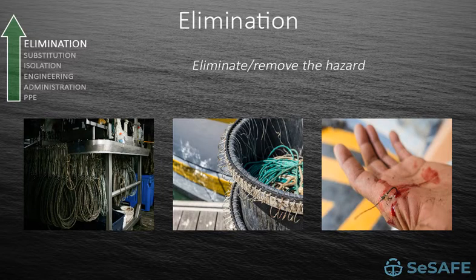As the name implies, elimination removes the hazard or risk so it can no longer harm you. This outcome can also be achieved if you do not have to do the task at all. An example of this would be use of an automatic baiting machine to eliminate the risk of hand injuries while baiting hooks.